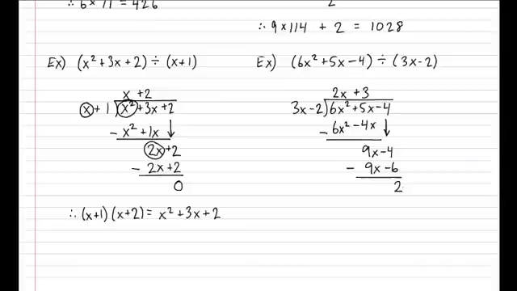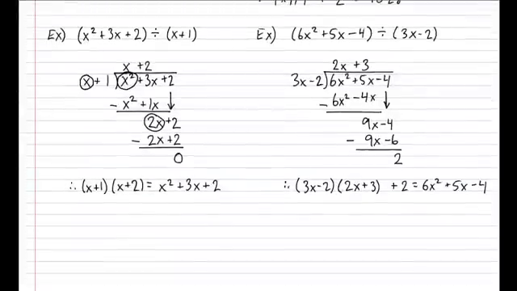And we know we're finished because we've brought down every term from the dividend. So we can conclude that 3x minus 2 multiplied by 2x plus 3 plus your remainder should give us back our original dividend, 6x squared plus 5x minus 4. So you can have a remainder.